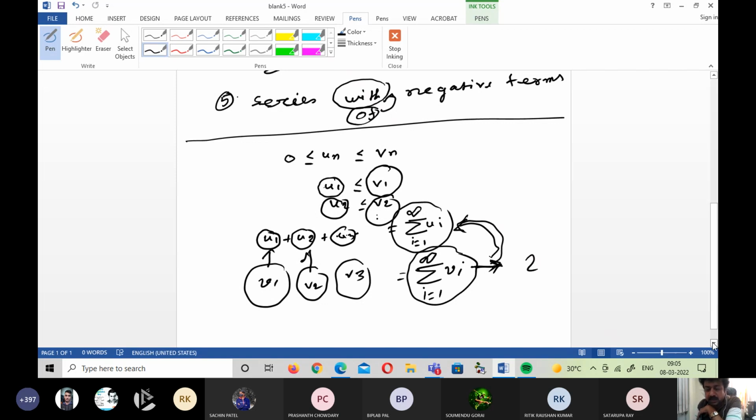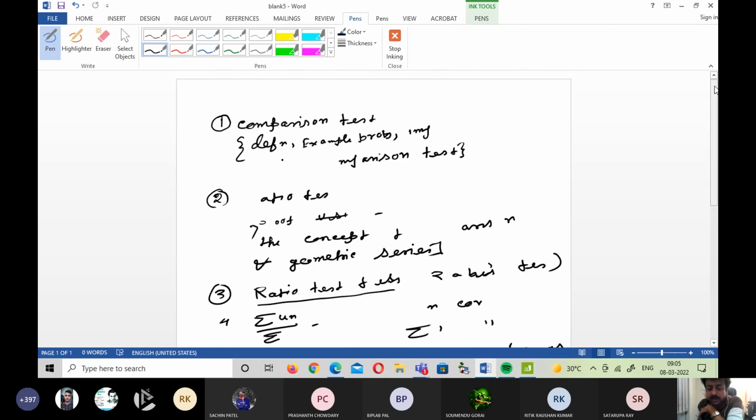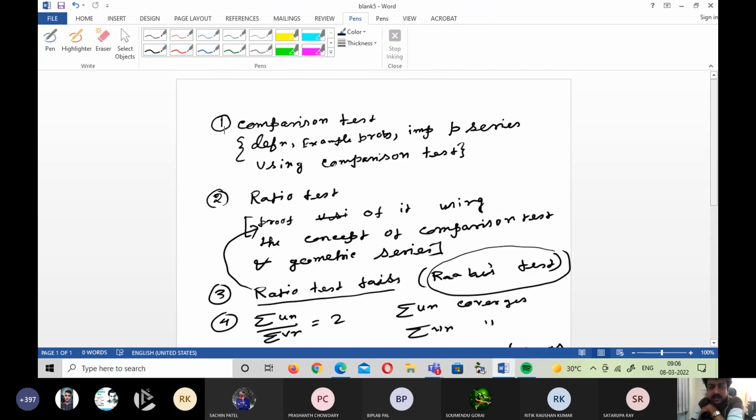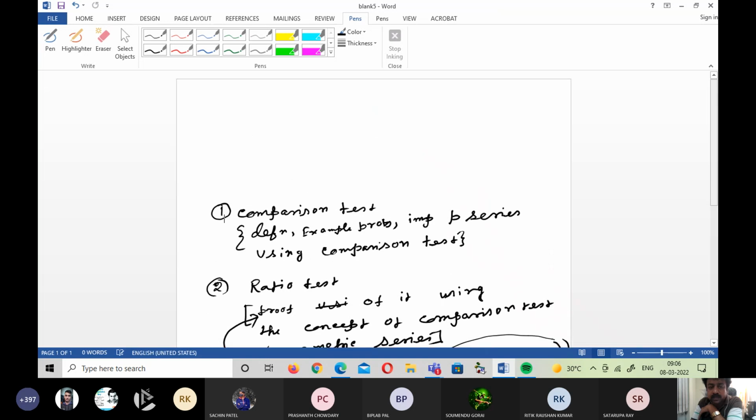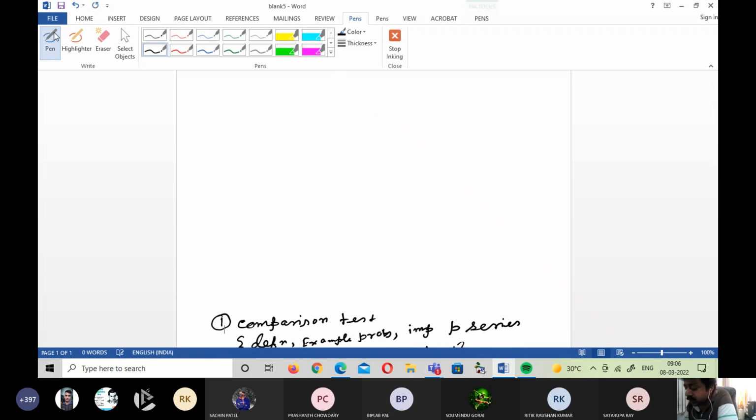Then just consider one example problem belonging to that particular part. Suppose 1 by 3. Please show the previous slide, 1 minute. Which you were writing, the previous slides. So 1 minute, please show.